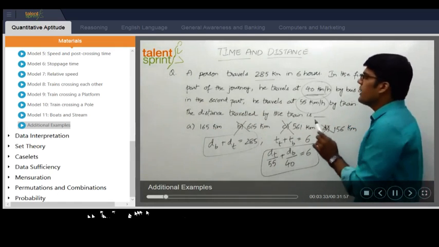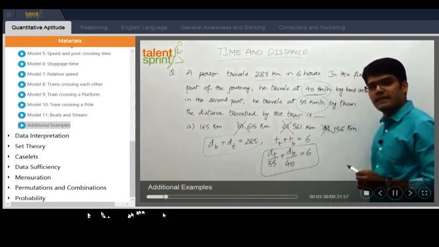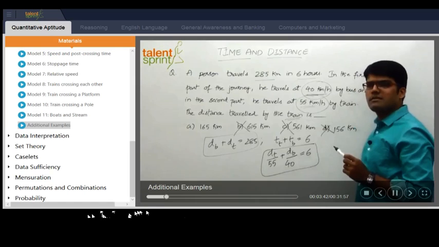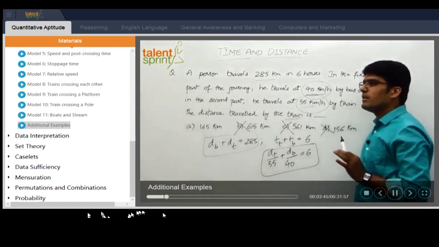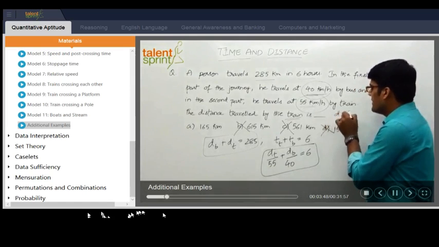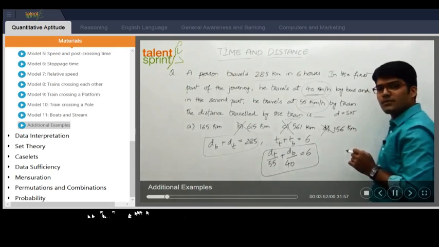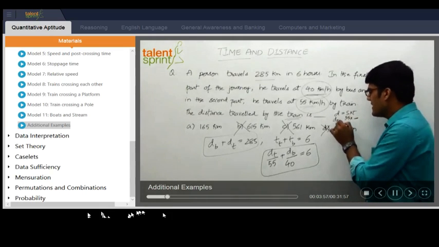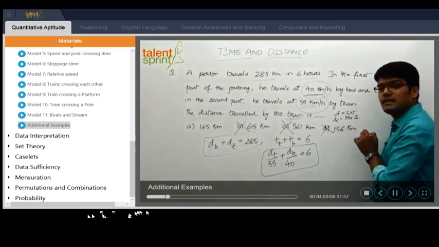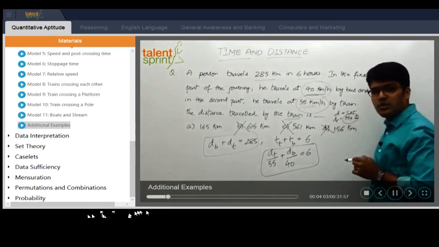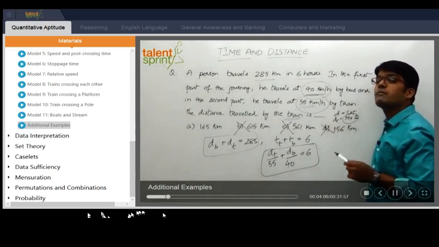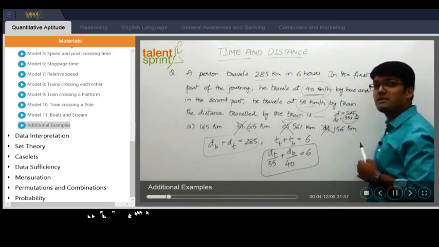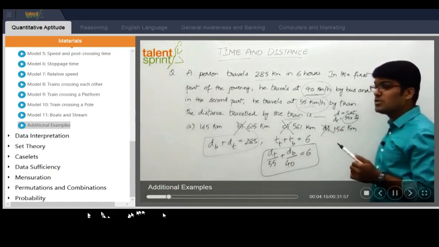Why? See, the point here is he's asking us to find out the distance that was covered by train. How much distance was travelled by train? What is the speed of the train? 55 kilometers per hour. You know that distance is equal to speed into time. Yes or no? The speed of the train is 55 into some time t. The distance travelled by train should be 55 into some time t, which means it should be a multiple of 55. Are you able to follow? The distance travelled by train has to be a multiple of 55. Is 156 a multiple of 55? No. 165? Yes. 55 into 3 is 165. So that looks to be a probable answer.